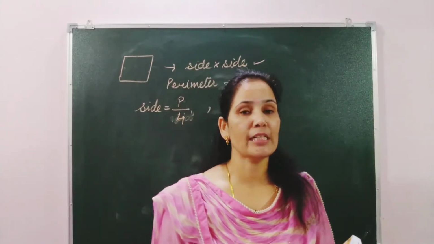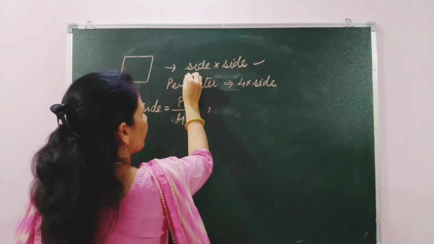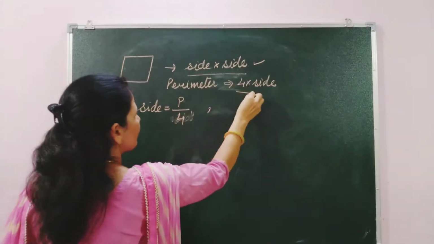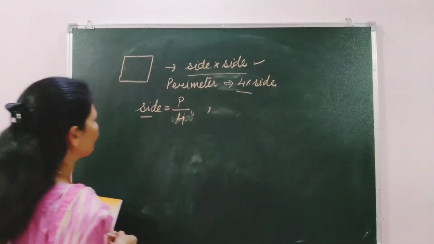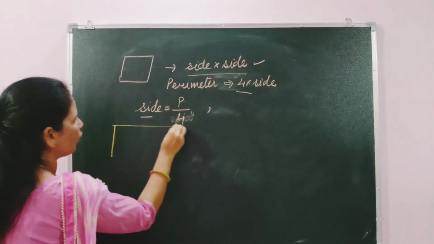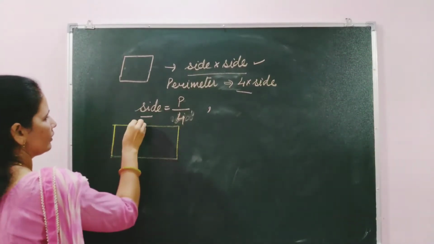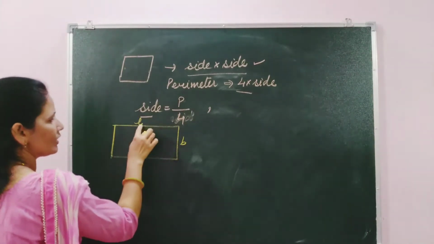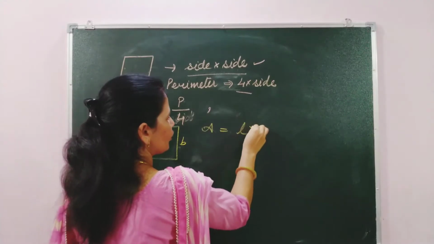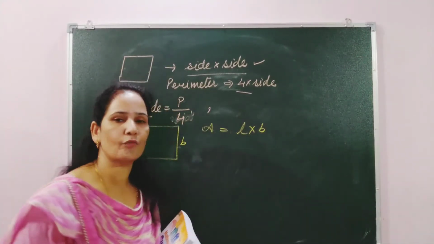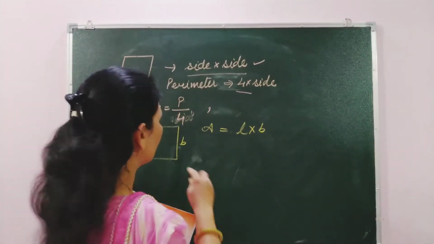So students, here we discuss two formulas. First, area of square. Second, perimeter. And then how to find out the side. Okay, now after that, rectangle. A rectangle has 2 lengths and 2 breadths. The opposite sides are equal. So this is length, this is breadth. So area is length into breadth. This is the formula to find out the area of rectangle.